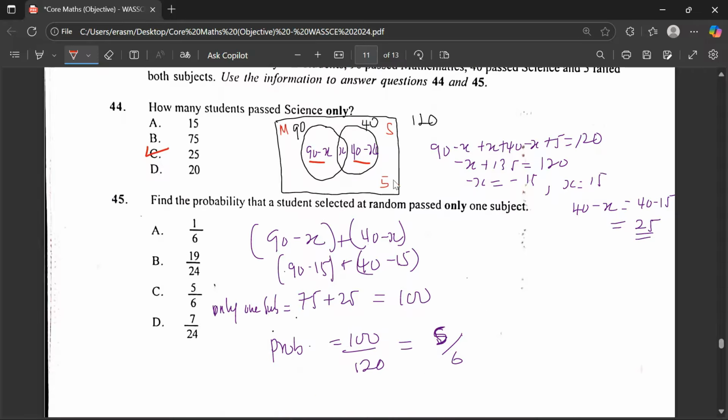The total number of students is 120. So 100 on 120, and this equals 5 on 6.